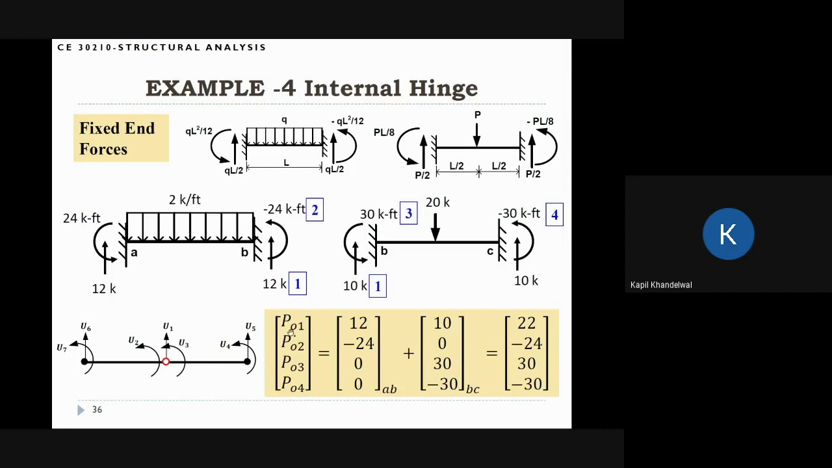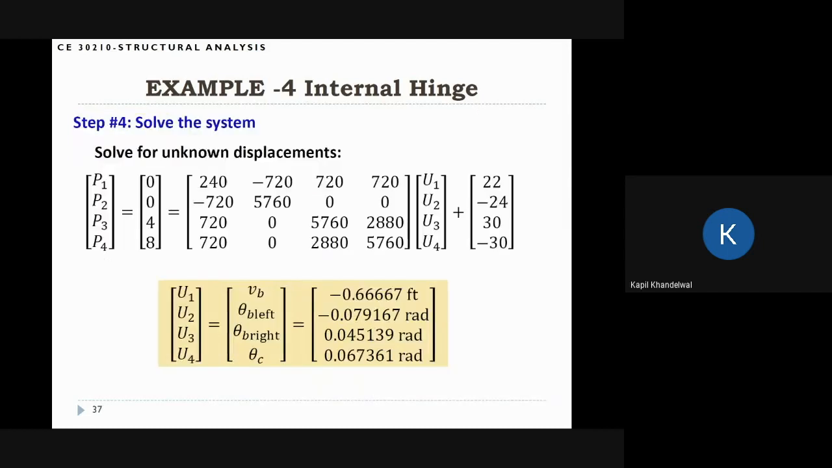So PO1 is actually just 12, but we have to add 10 here because they both go to the same degree of freedom. So we add 12 plus 10. PO2 is only minus 24. PO3 is 30, and PO4 is minus 30. So this is how this vector is built. Now we have all the information, so we can go ahead and solve this problem.